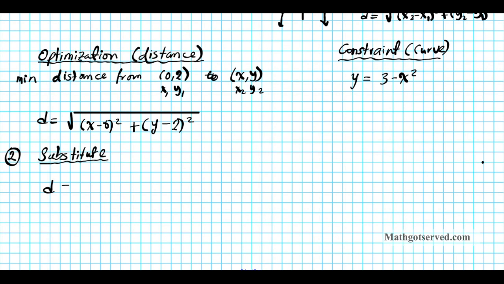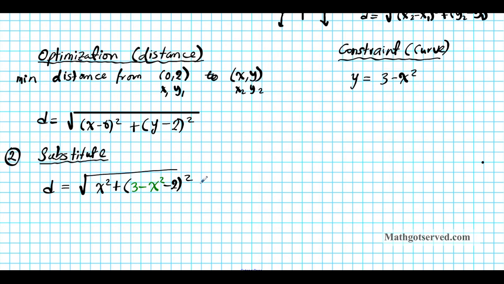So we have distance equals the square root of x minus 0, which is x squared, plus, I'm going to change colors here, instead of y, I'm going to put 3 minus x squared. That is from my constraint function, minus 2 quantity squared. Okay, let's simplify this before we talk about the domain.